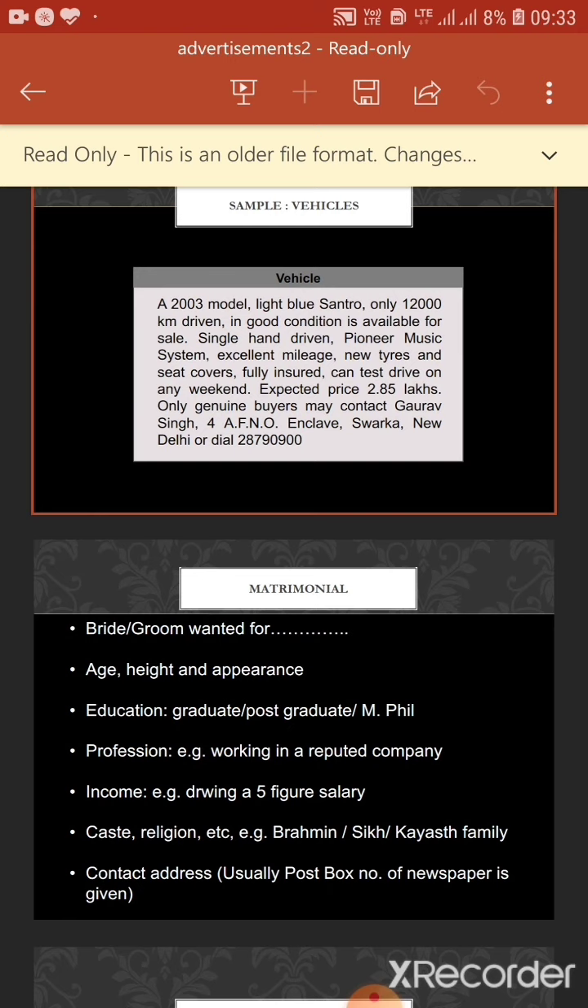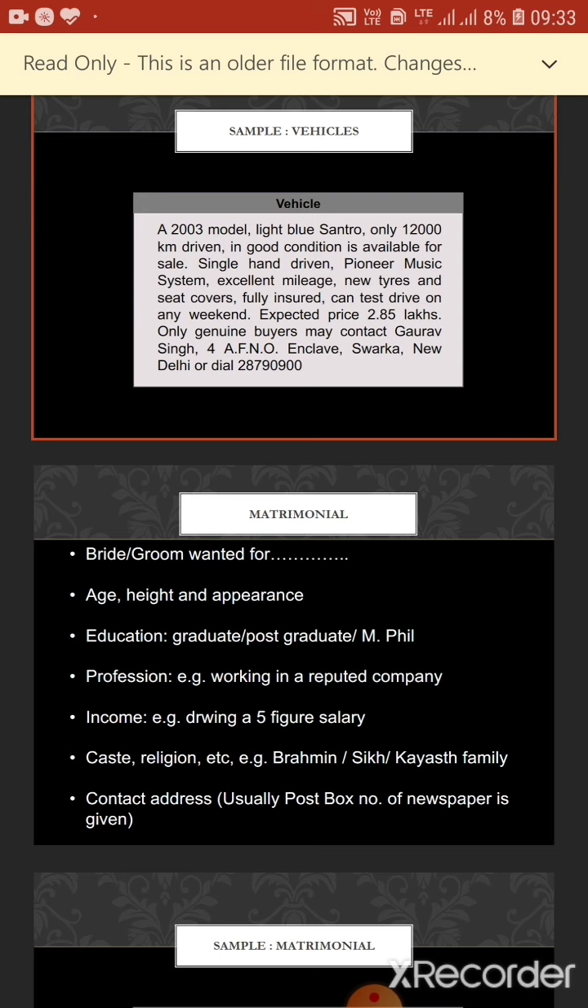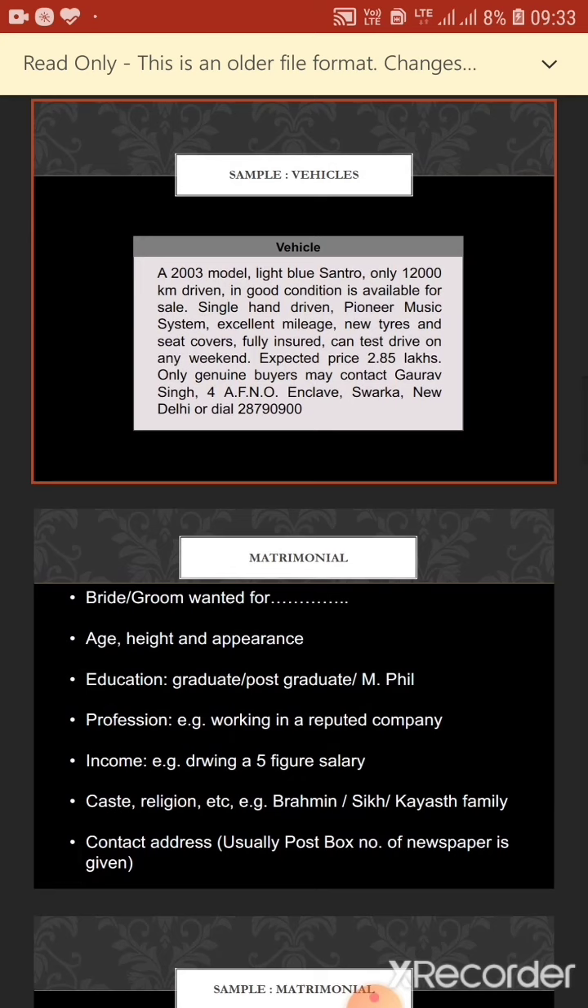Now the price, expected price rupees 2.85 lakhs. Only genuine buyers may contact Gaurav Singh, Enclave, Dwarka, New Delhi, or dial 287909000. So this is about the vehicles. An email address could also be mentioned if you wish; otherwise there is no need to mention it. This is sufficient. According to the question only, you have to write the address, not by your imagination. If it is not given in the question, then only you can use your imagination.